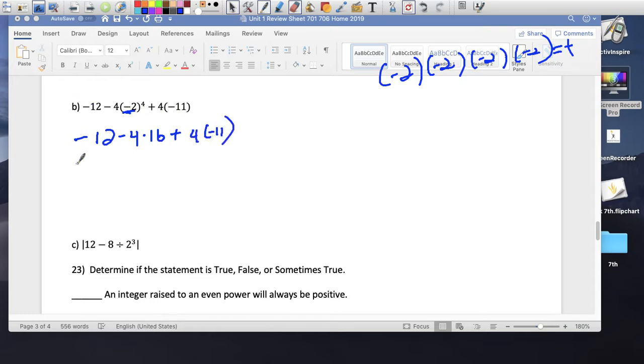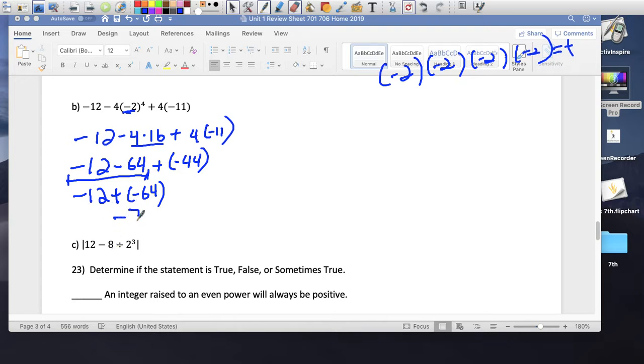Order of operations, we did the exponents, and now we do multiplication and division. So this stays, I can do 4 times 16, which is 64. Plus, and then this says 4 times negative 11, which is negative 44. Now I can do my subtraction or addition from left to right. So let's take care of these two over here. That becomes negative 12 plus negative 64, and with two negatives, I'm going to get a negative answer because they're both friendly, and that's going to give me negative 76.